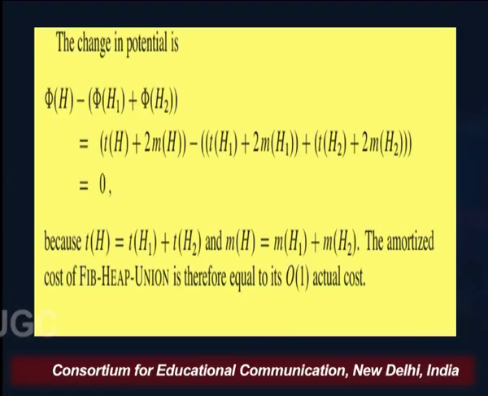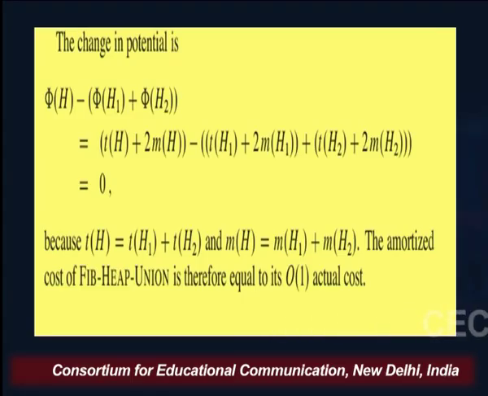So essentially what I am trying to say here is that there is no change in potential, because the number of trees in h is equal to the number of trees in h1 plus the number of trees in h2, and also m(h) is equal to m(h1) plus m(h2). So the amortized cost of Fibonacci heap union is equal to its actual cost, which is order 1, as there is no change in potential in the operation of uniting the Fibonacci heaps.